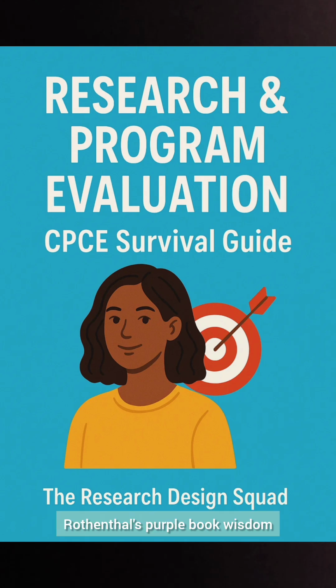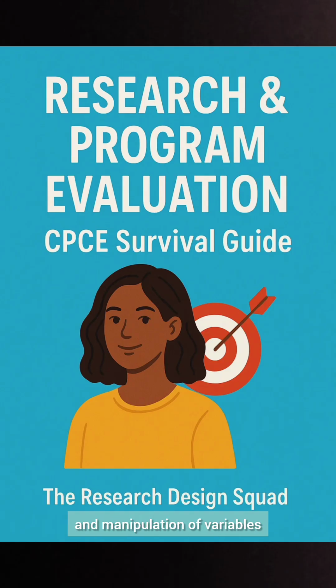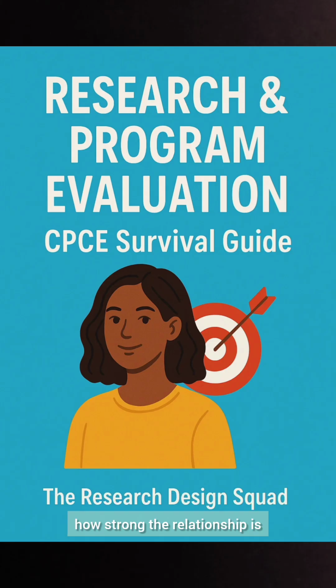Rosenthal's Purple Book Wisdom. Remember that experimental research requires random assignment and manipulation of variables. This is the gold standard. Correlation studies can't establish causation, no matter how strong the relationship is. And always watch for confounding variables lurking in the shadows.